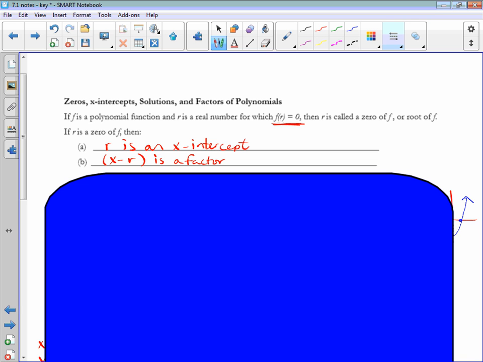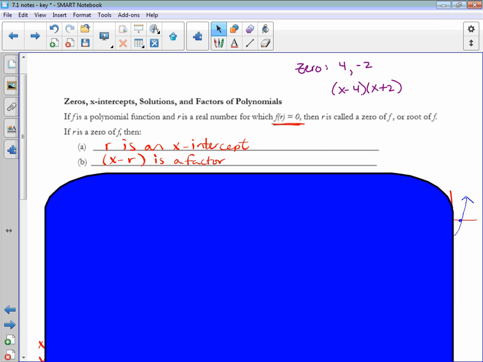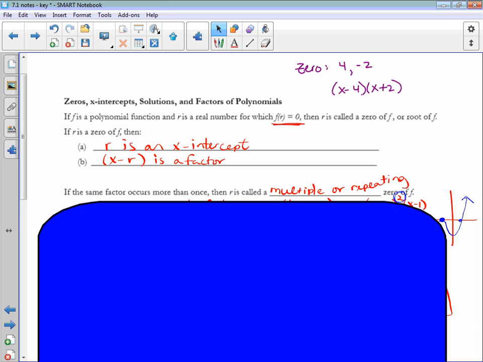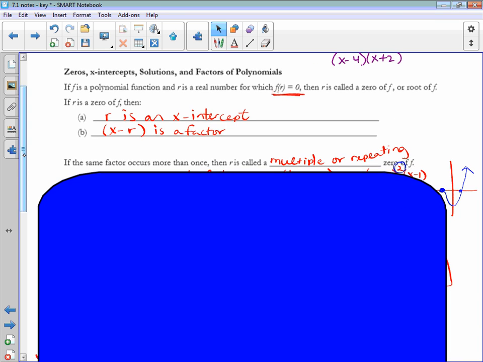So guys, if I tell you your zeros are like 4 and negative 2, could you tell me your factors using those zeros? Yeah, x minus 4 and x plus 2. Does that make sense? Okay. That's all that's talking about. All right, and then we're going to get into multiplicity here.